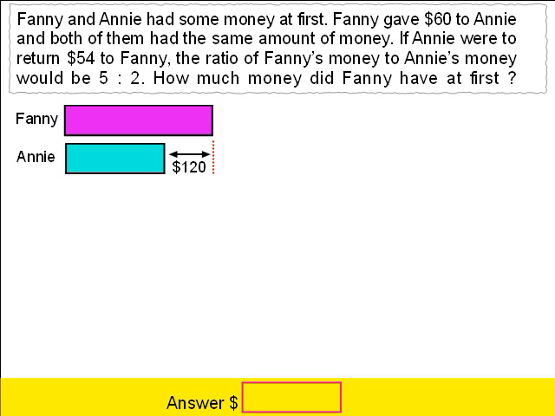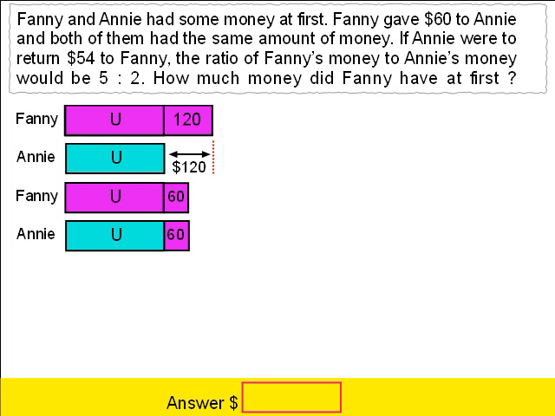So then we can draw the model such that Annie has 1 unit, and Fanny has 1 unit plus 120. Alright? And when we cut half of the difference, that means 120 divided by 2, which is 60. Then when we give $60 to Annie, they had the same. So this is how the model looks like.